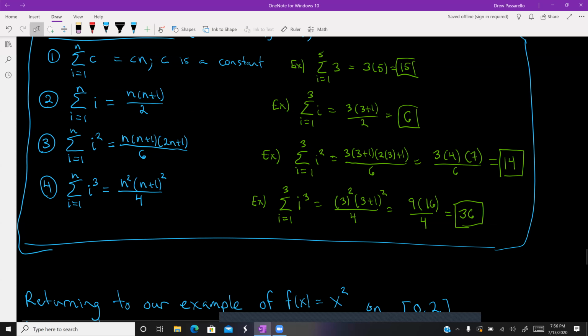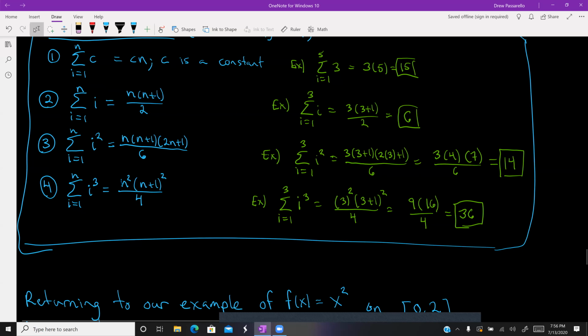And then this is the i squared formula. And here's an example, and I used 3 again for n. So that's what it turns into. I'm just plugging 3 in for n to the formula. And it became 3 times 3 plus 1 times 2 times 3 plus 1, which is basically 3 times 4 times 7. All of that divided by 6, which is 14.